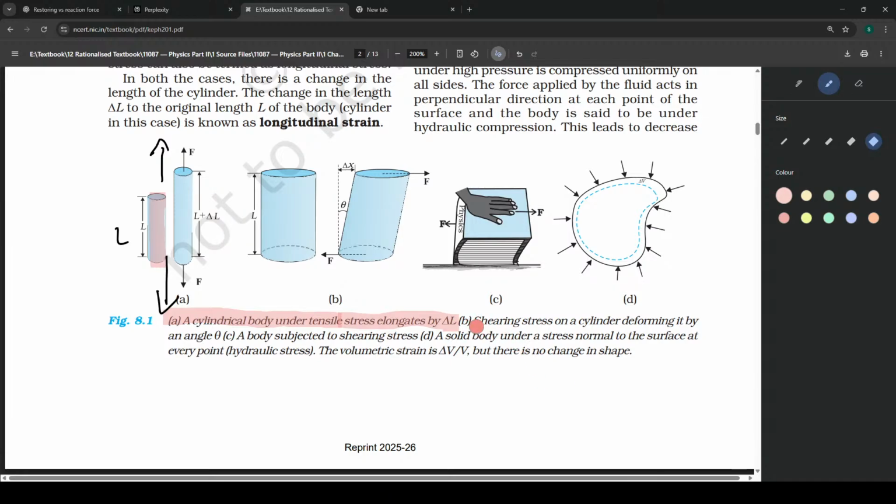The second diagram shows shearing stress on a cylinder, deforming it by an angle theta. Basically, this is a cylinder, and instead of putting force here, shearing stress is when you apply force in this direction and this direction. We are trying to deform it, bend it, and this can be understood by the angle of deformation, and this is represented by delta x. Now in C, we see a body subjected to shearing stress again.